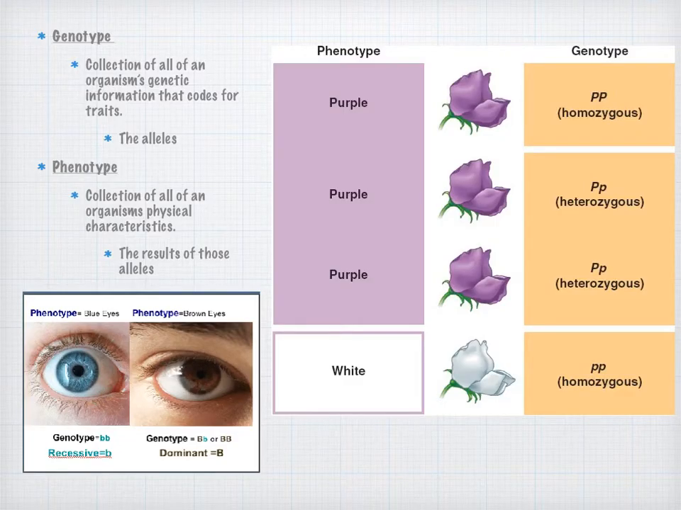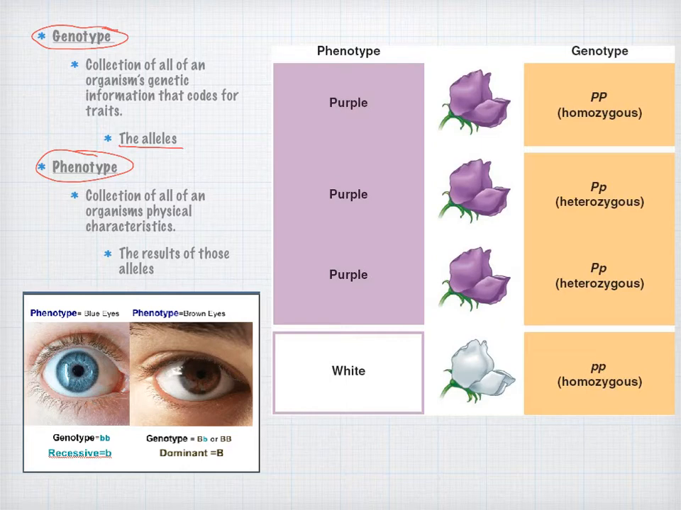So we have two different things we need to talk about here: the genotype of an organism and the phenotype of an organism. So the genotype, it says, is the collection of all of an organism's genetic information that codes for the traits, or literally the alleles that it inherited from its parents. Genotype, it's just easiest to remember, is the types of genes that organism has.